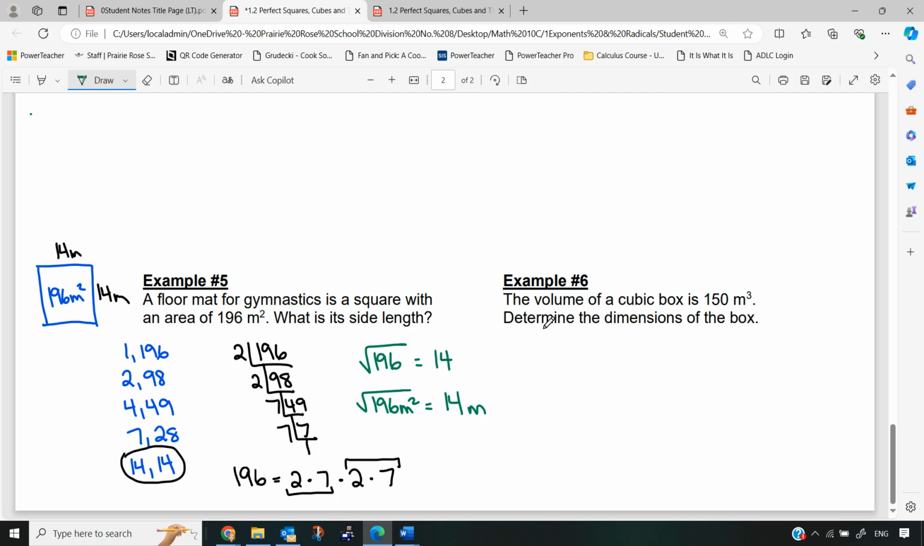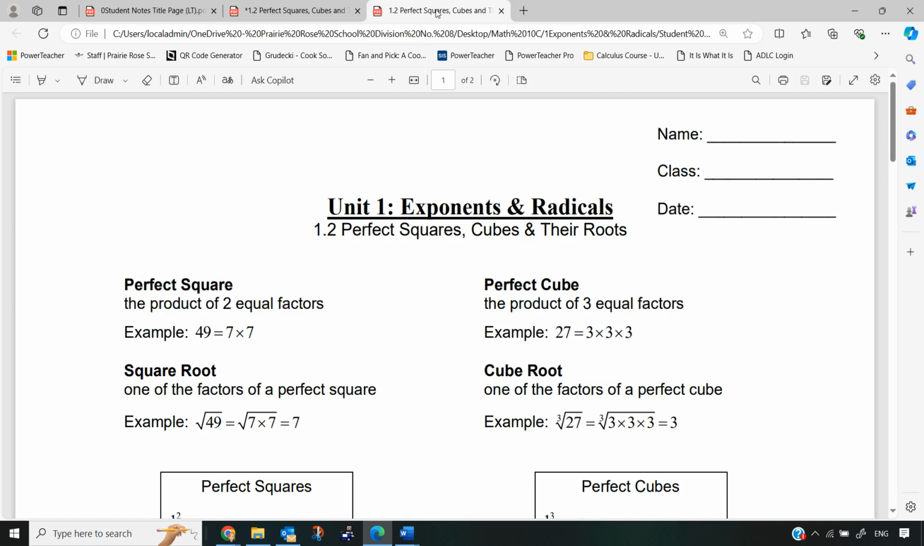So let's take this information and connect it to the start of our lesson. So today we're talking about perfect squares, cubes, and their roots. So a perfect square is the product of two identical factors. So 49 is 7 times 7. 64 would be 8 times 8. Another perfect square might be 81. It's 9 times 9. So a perfect square has two identical factors.